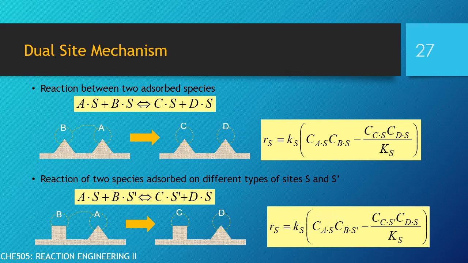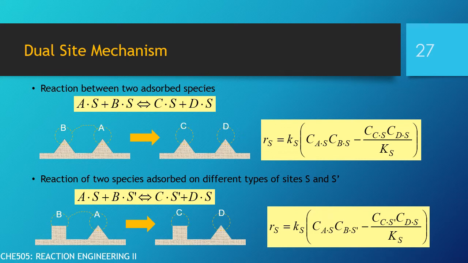And then during the surface reaction, A.S will react with B.S to produce two products, which are C.S plus D.S. If you look at the diagram here, in the first diagram, B and A are attached to the triangle active site, and then the surface reaction occurs and it produces products C and D that attach to the active site.